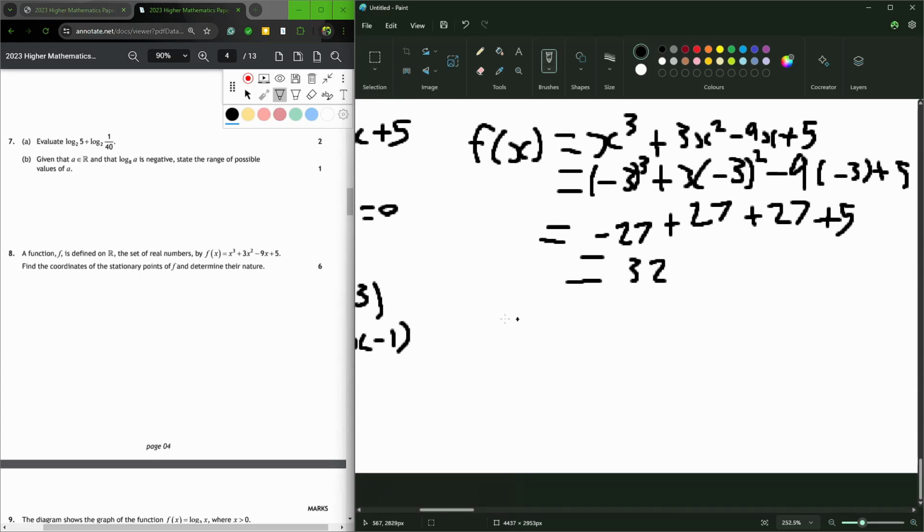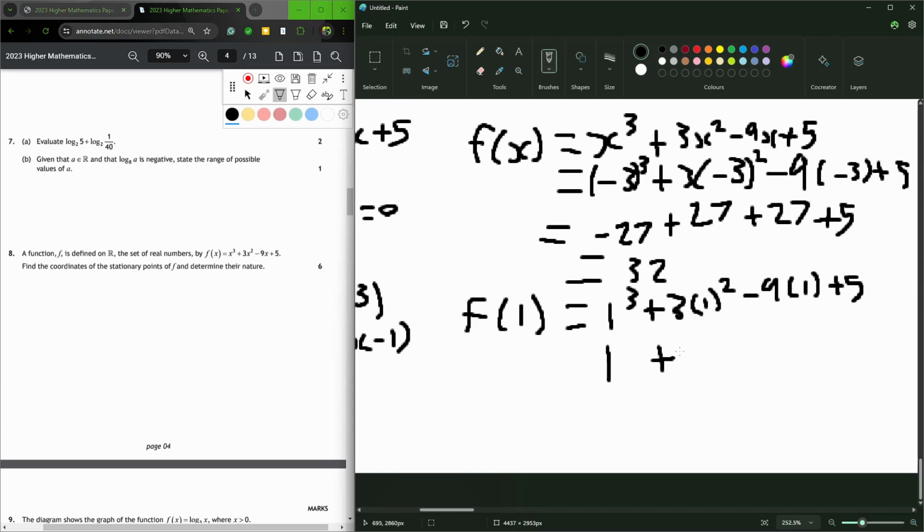And next up, we're going to do the same for 1. And I won't bother writing the equation this time. So that'd be 1. 1 should be a bit easier because powers of 1 are always 1. So that's 1 plus 3 minus 9 plus 5. That's 4 minus 9 plus 5. So that should be 0.